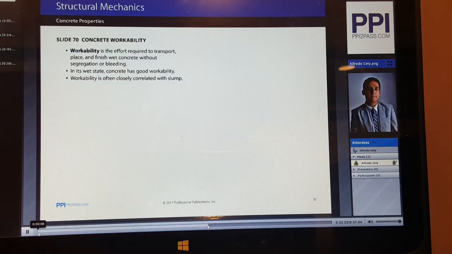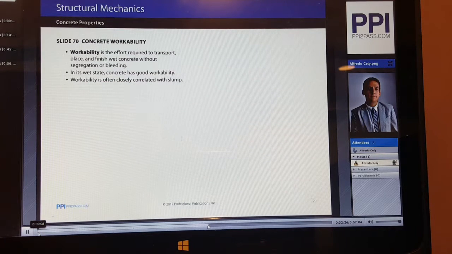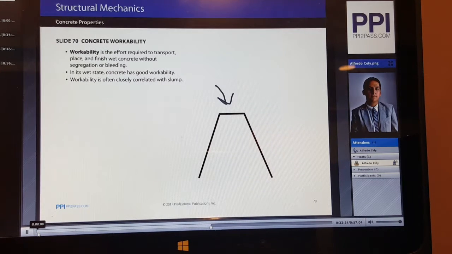So what is the slump test? Let me do a quick sketch to highlight what the slump test is. In the slump test, we have a pyramidal cone with an opening at the top. Concrete is poured on the top of the cone, and as that concrete starts to settle, you bring it all the way up.